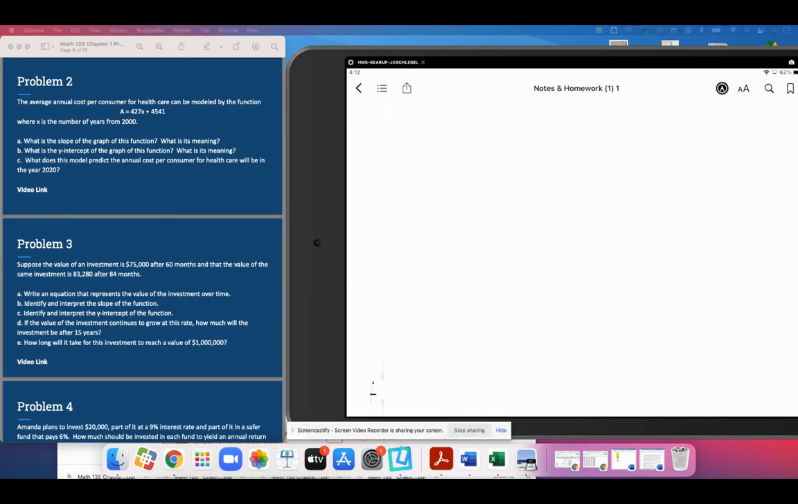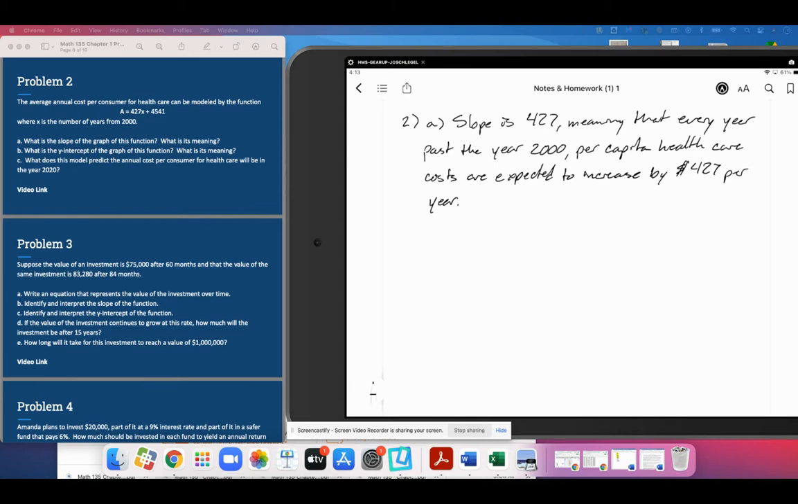But basically, if we look at that, our slope is 427, which means that for every year past the year 2000, they're expecting healthcare costs for each person to go up by $427 a year. Okay, and you can see in my written explanation there, the slope is 427, meaning that every year past 2000, per capita healthcare costs are expected to increase by $427 per year. So this means that the cost of healthcare for each person in the United States is increasing by nearly $500 per year.